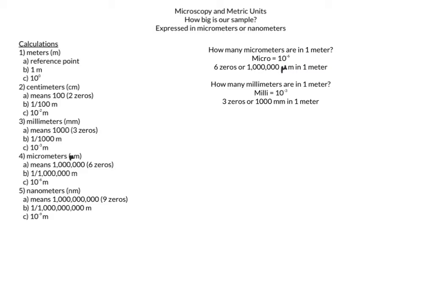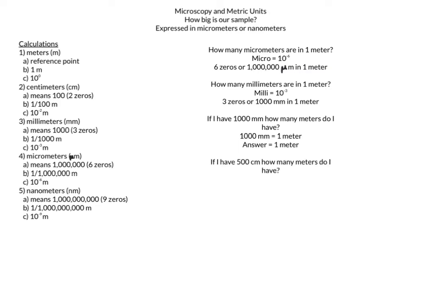Now we can also go the other way. So if I have 1,000 millimeters, how many meters do I have? Well, we know there are 1,000 millimeters in 1 meter, so it would have to be 1 meter. Of course, those questions are directly related to 1 meter, and therefore the math can be calculated very easily. Now let's try some questions that are a little bit more tricky.